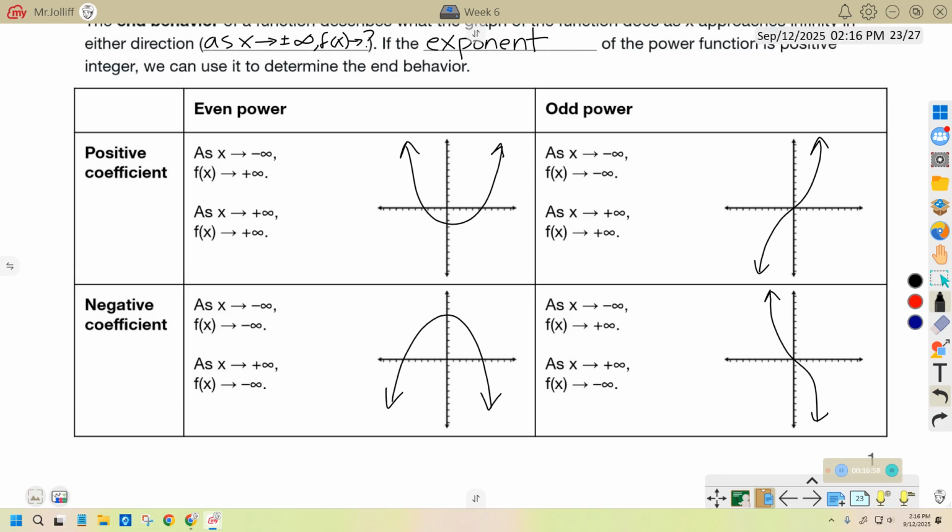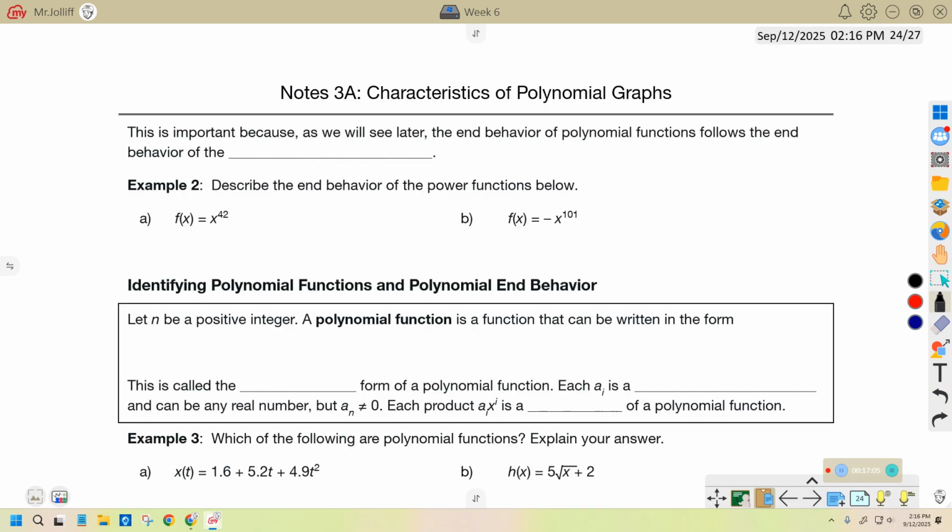Okay, let's practice. We're going to practice writing them using that notation. The reason we're practicing this before we do our two examples is because polynomial functions follow the end behavior of the highest exponent in the polynomial. They're going to follow their matching power function of the highest exponent. We're going to see that in a minute.